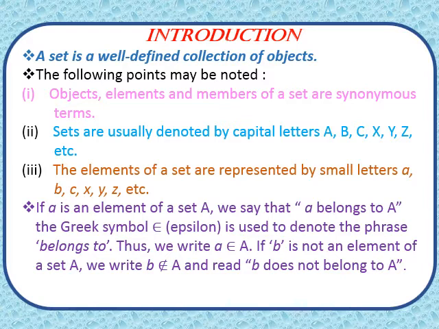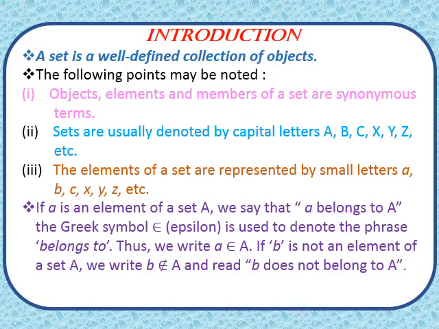Now sets are denoted by capital letters. Clear? So whenever we write a set, we denote the set by capital letters, A, B, C, D or whatever. The elements are denoted by small letters. Okay, so whenever we write the objects, elements and members, we represent them by using small letters.